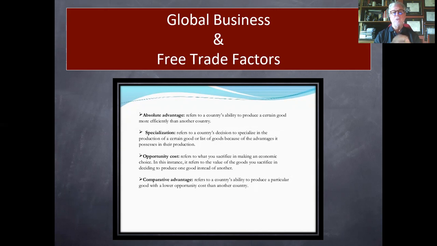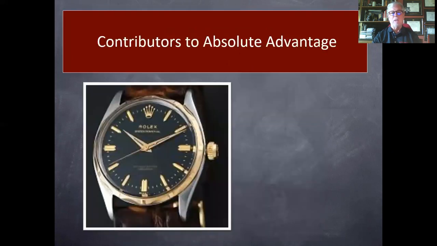Opportunity cost refers to what you sacrifice in making an economic choice. In this instance, it refers to the value of the goods you sacrifice in deciding to produce one good instead of another. I'll talk more about all of these. And comparative advantage refers to a country's ability to produce a particular good with a lower opportunity cost than another country. Well, so much for those definitions. I'll give you a little more insight.